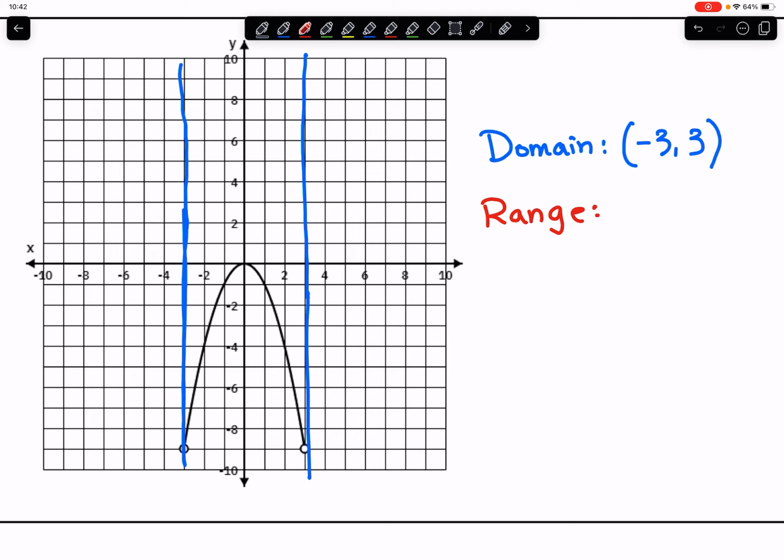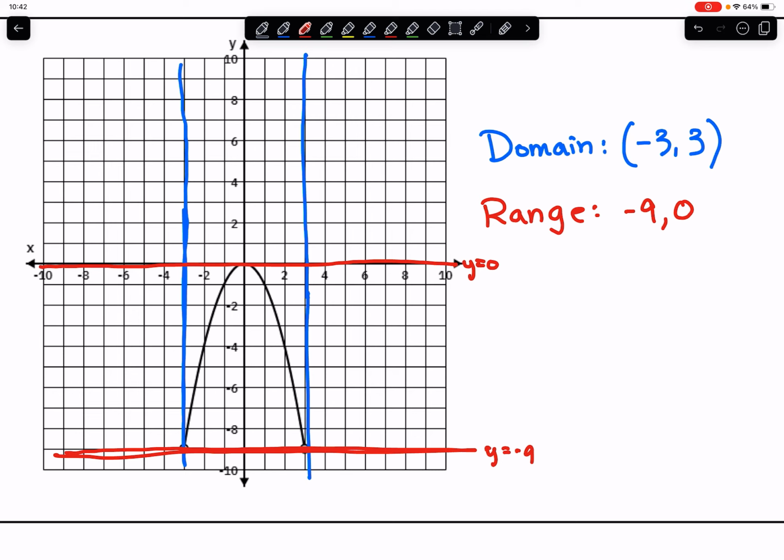Now let's look at the range. The lowest that the graph reaches are these two endpoints down there, which are both open, at -9. And then this position right here is at 0. This is y equal to 0. This is y equal to -9. So the range is going to be all of the values from -9 all the way up to 0.